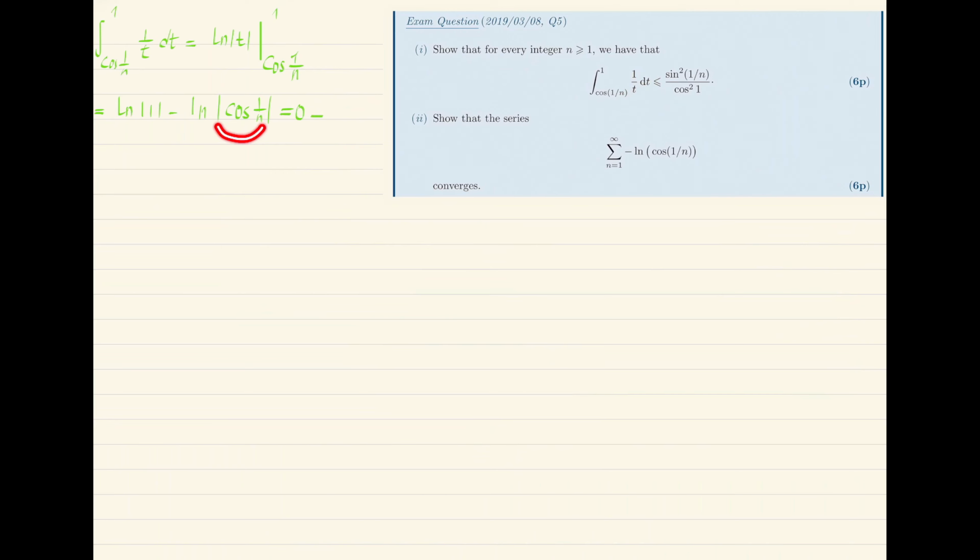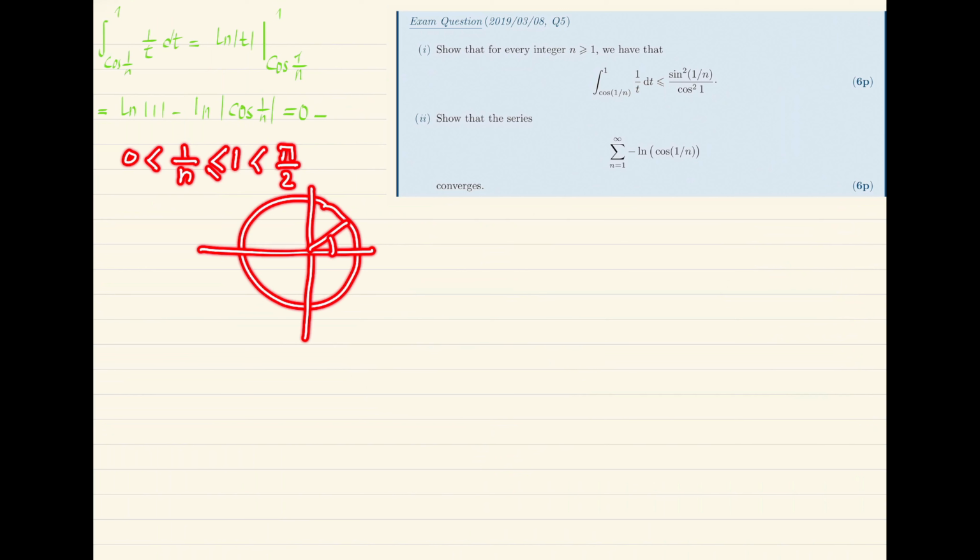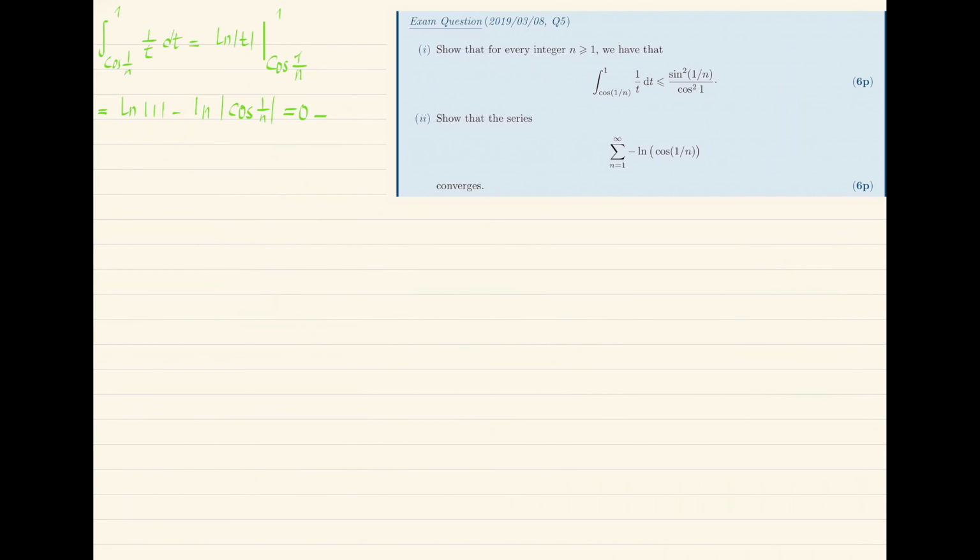does not need any absolute value because n is an integer greater than or equal to 1, so 1 over n is positive and it is less than or equal to 1, and this is also less than pi over 2. So this means that 1 over n is an angle in the first quadrant. And in the first quadrant, cosine is positive, no matter what n is. So I don't need any absolute value, so this becomes ln of cosine of 1 over n. So this can be simply written as minus ln of cosine 1 over n.